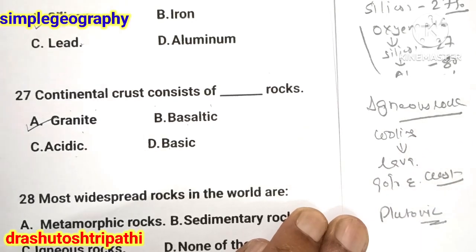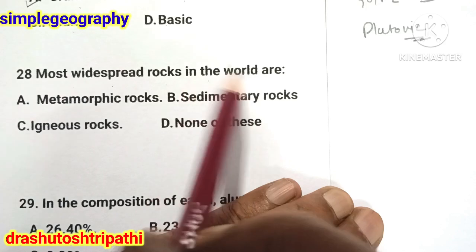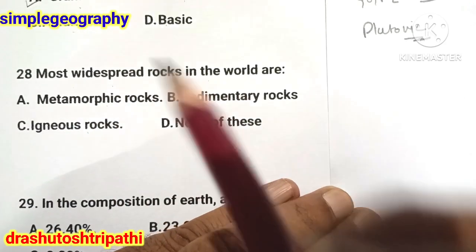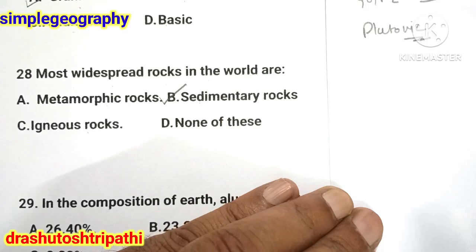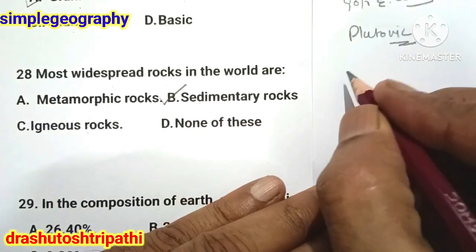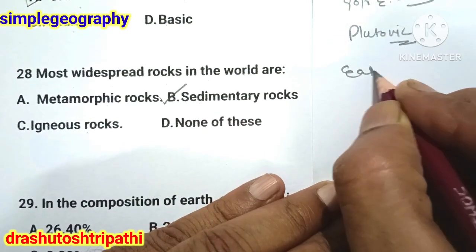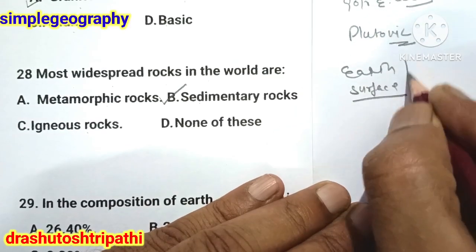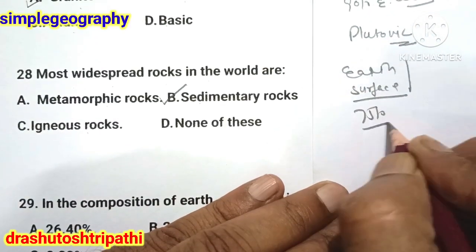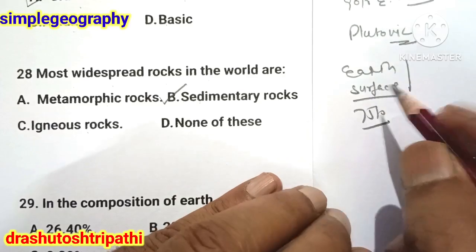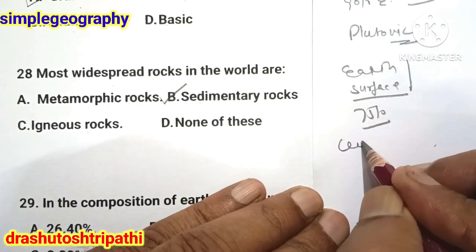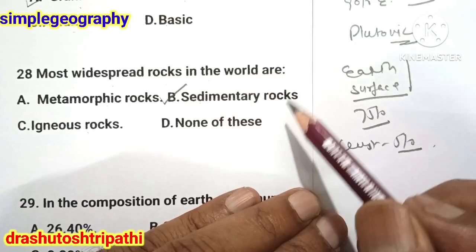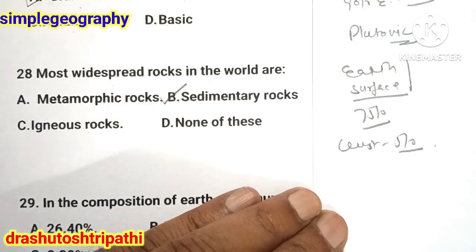Most widespread rock in the world: metamorphic rock, sedimentary rock, igneous rock, or none of these? The answer is sedimentary rock. What does it mean? It means the Earth's surface. 75% of the Earth's surface is covered by the sedimentary rock, but its contribution to the crust is just 5%. So the answer, sedimentary rock, is correct.